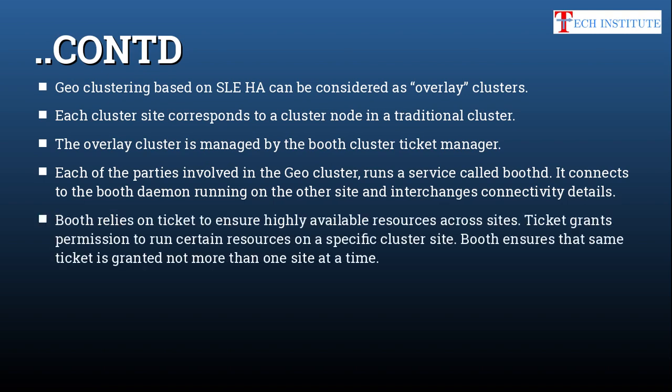And how does booth work? It relies on a ticketing system. This ticket ensures high availability of your resources across sites. The ticket grants permission to run a certain resource on a specific cluster site. Suppose you want to run one website in your Kolkata site and another website in the London site. The ticket can do that. It can give permission to the Kolkata site to run website 1 and London to run website 2. And one more thing you need to remember: booth doesn't grant the same ticket to more than one site. One ticket will always be granted to one site at a time.